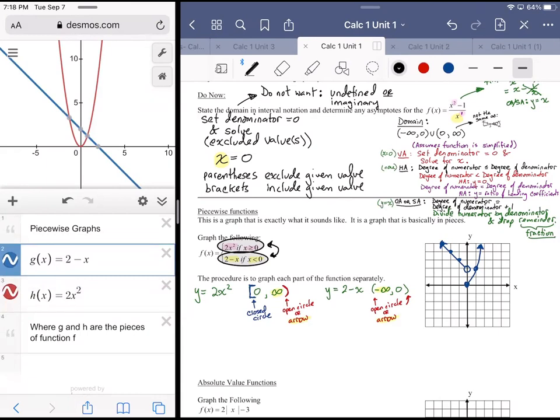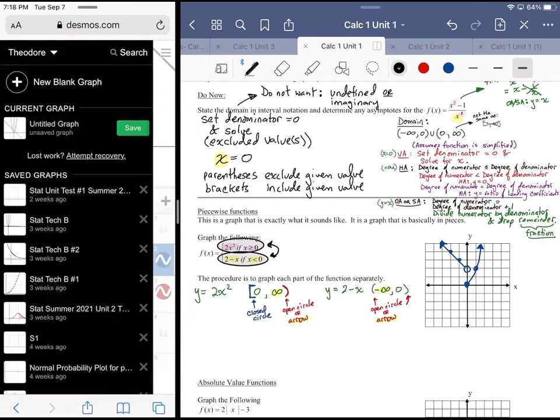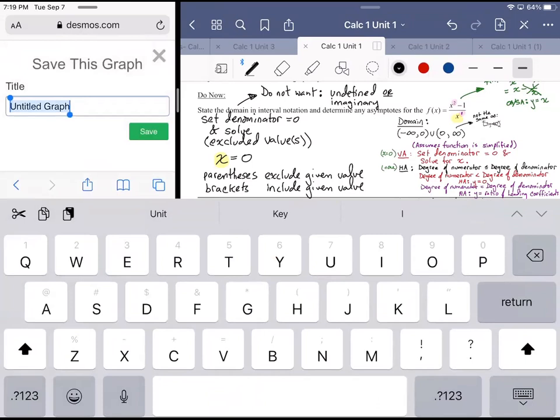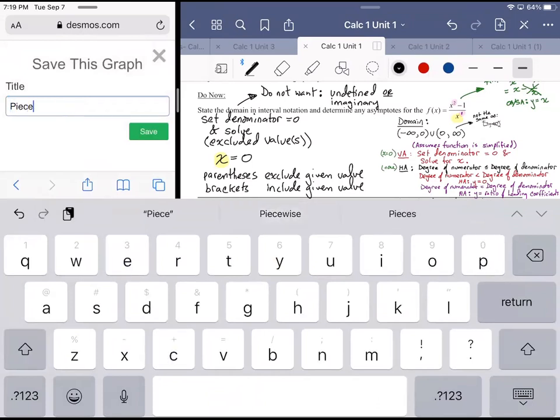Now, if you put something substantial into your Desmos and you think, oh, I don't want to have to type that in again, that's when you start thinking to yourself, I better save this. So I have that little menu bar, go to save, and I'll call it Piecewise Graphs.